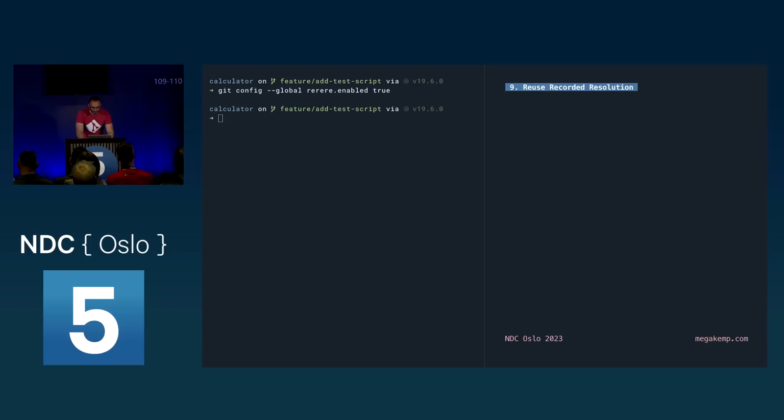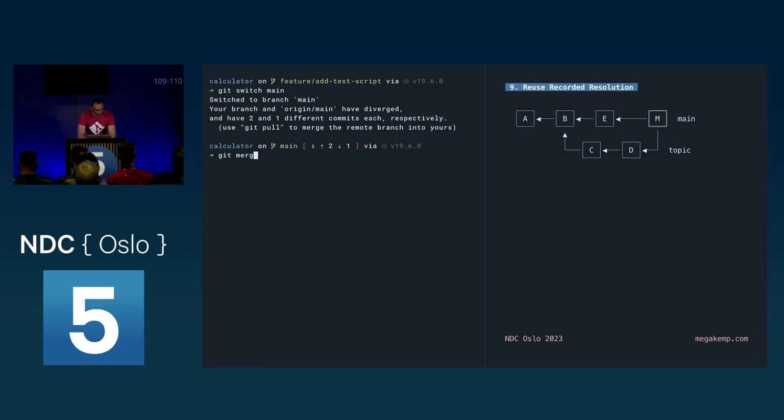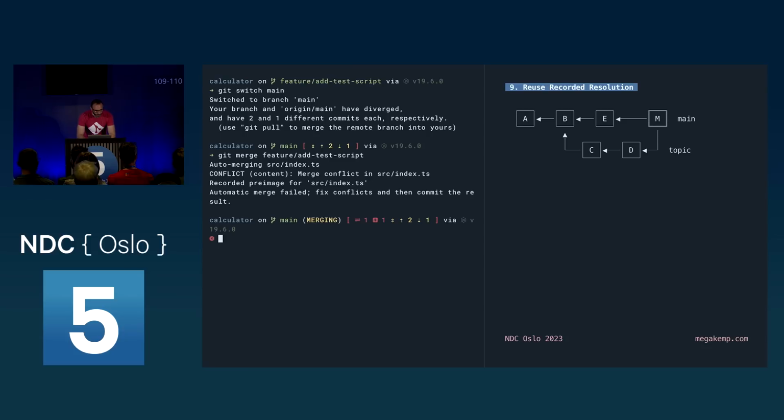And how does it look? Well, we are in our feature branch. Let's say that we want to merge it into main, okay? So we switch to main, and then we say merge feature add test script. Now we have a conflict. But notice in the output, it says recorded pre-image for the file that has the conflict. Now this is Rerere that's printing that out.